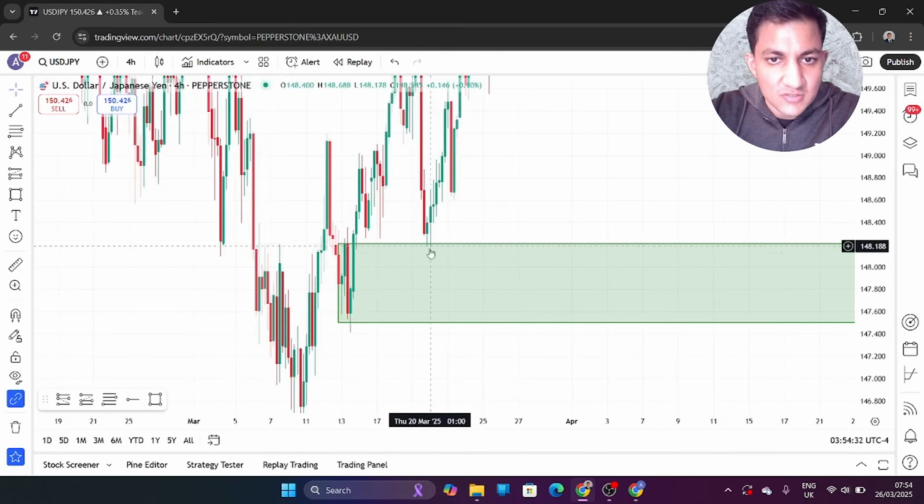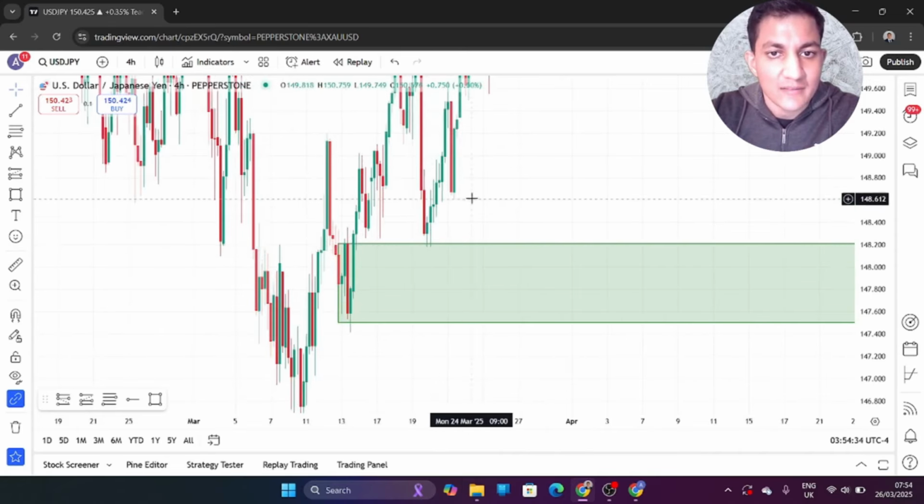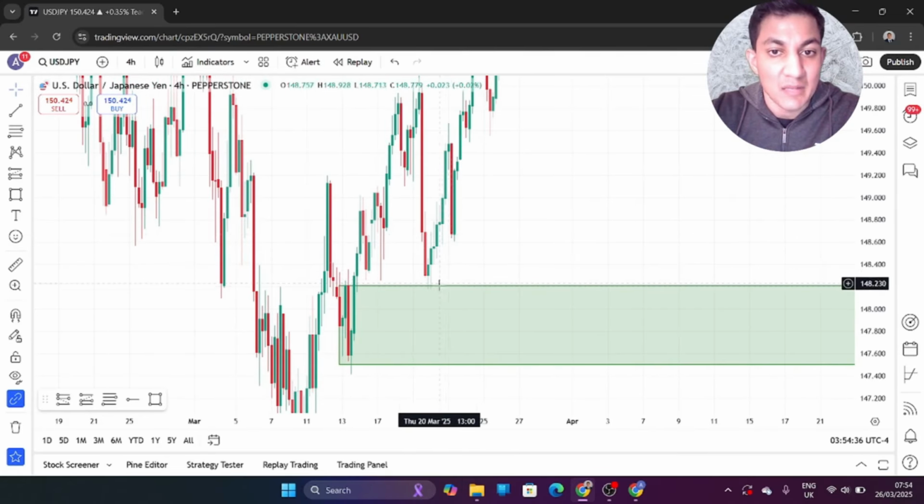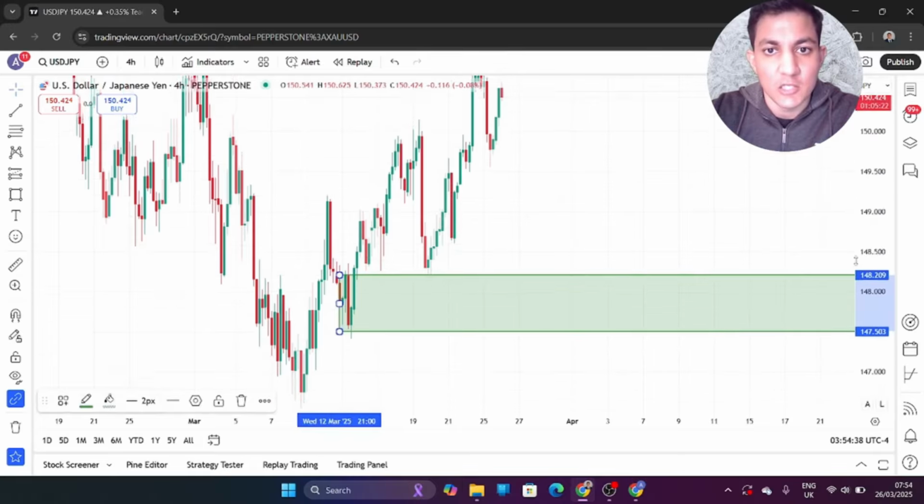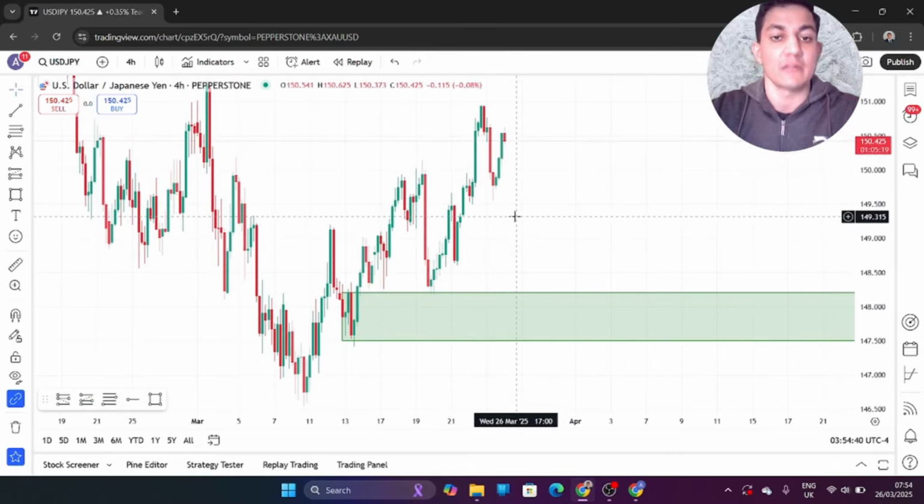Look at the wicks. We just tap the order block's body twice, and then we shoot off aggressively and massively in the opposite direction. Let's just zoom all the way out. We shoot off aggressively in the opposite direction. What this means is the order flow, and the order flow just means the overall direction, is bullish.